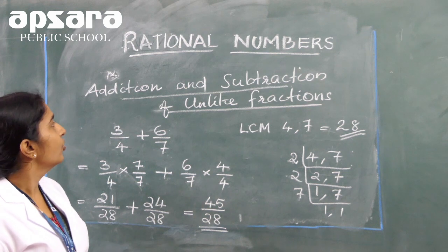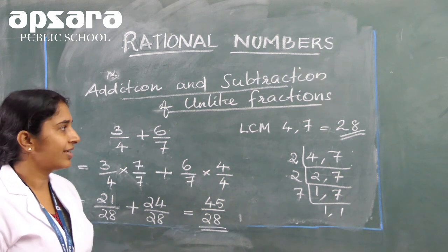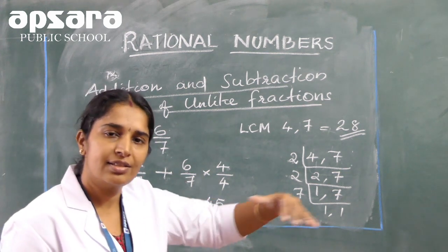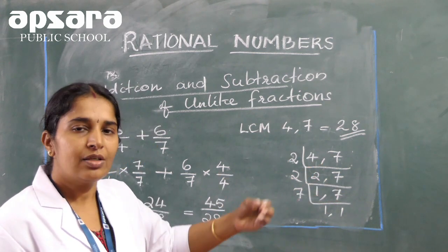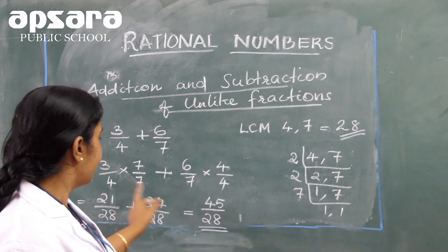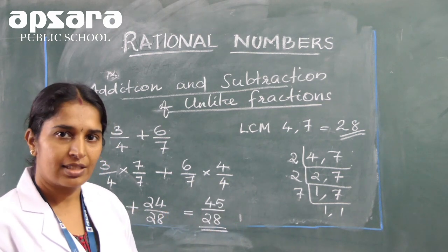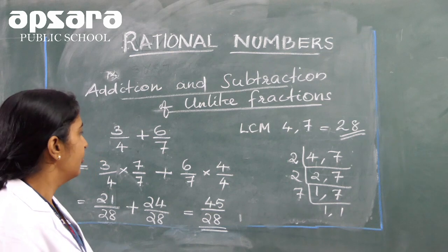Now we will move on to the subtraction of unlike fractions. There also the steps are the same. You have to find the LCM of the denominators. The only thing is that at last, instead of addition, you have to go for subtraction. So let me give you an example for subtraction.